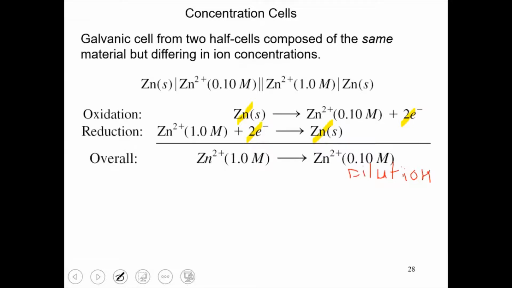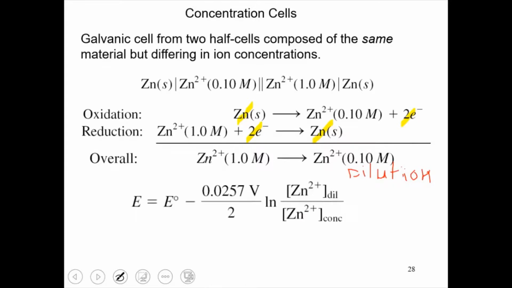This is essentially a dilution process. So a concentration cell, what it does basically, is it causes a dilution of my electrolytes. All right, so let's write out the Nernst equation for this process. E naught minus 0.0257 volts. Remember, we have 2 electrons being transferred in this case, so that's the 2 there in the bottom. Log of, again, product over reactant. The product is essentially the diluted solution, and the reactant is essentially the more concentrated one.